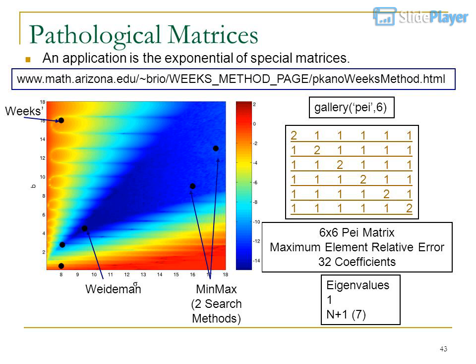The 6x6 Padé matrix. Maximum element relative error. 32 coefficients. Eigenvalues: 1, N plus 1, 7.